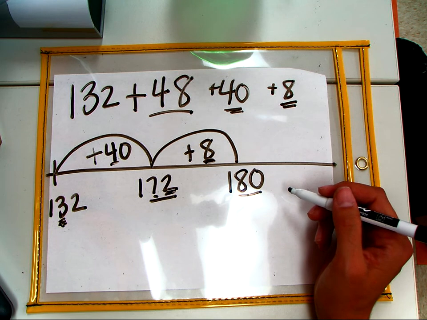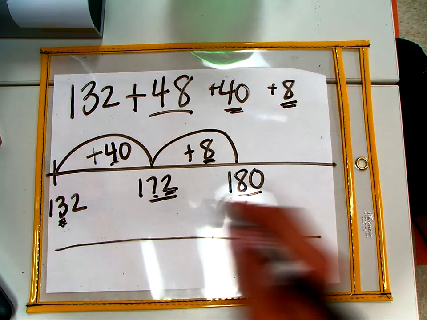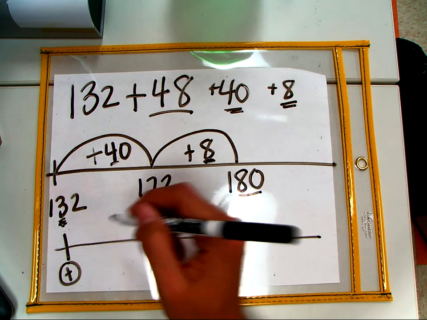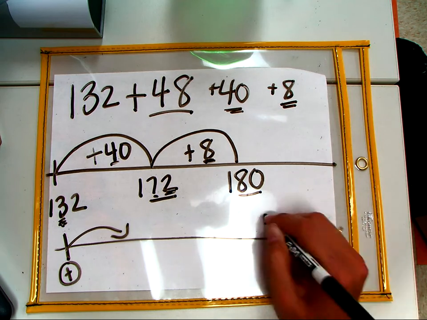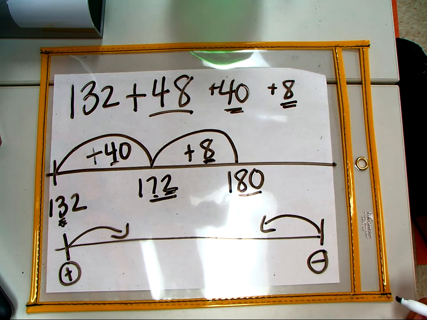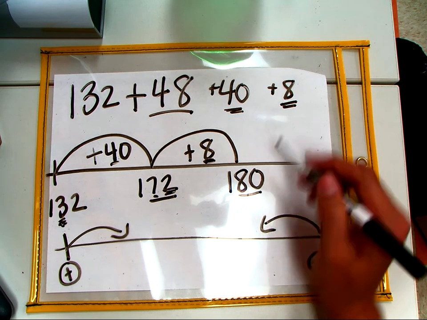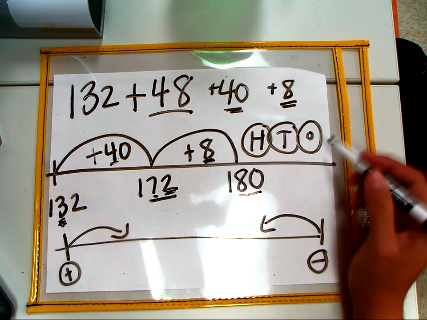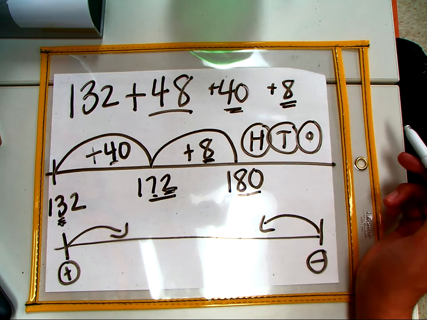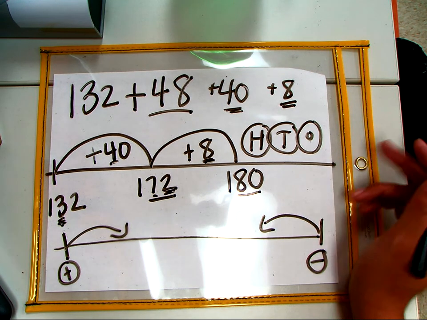So number lines work for addition and subtraction. Just be careful when you're adding. We start on this side and we count on. When we subtract, we start on this side and we count back. We always want to break the numbers into the hundreds, then the tens, then the ones, or you could go ones, tens, hundreds. Doesn't matter which one you want to do.